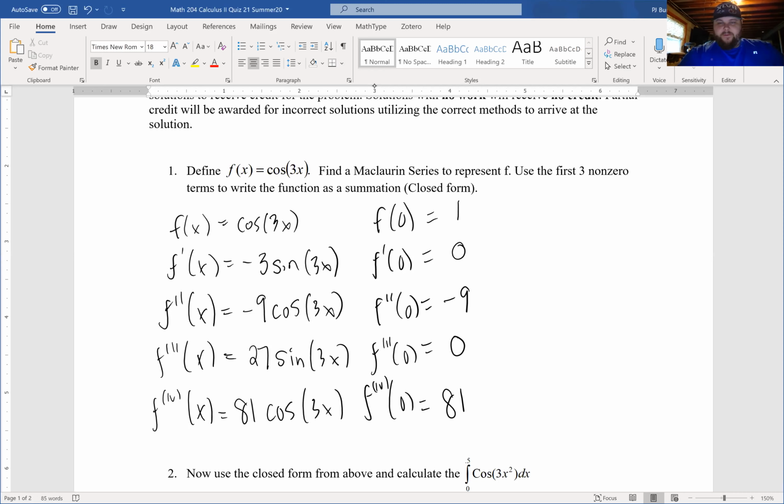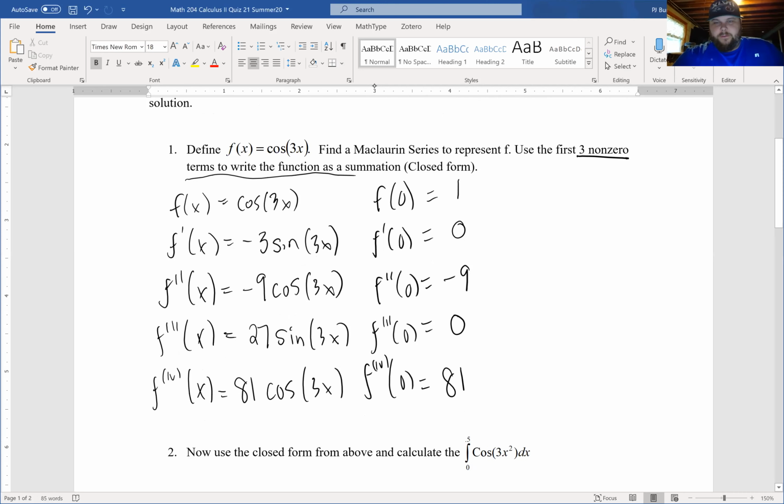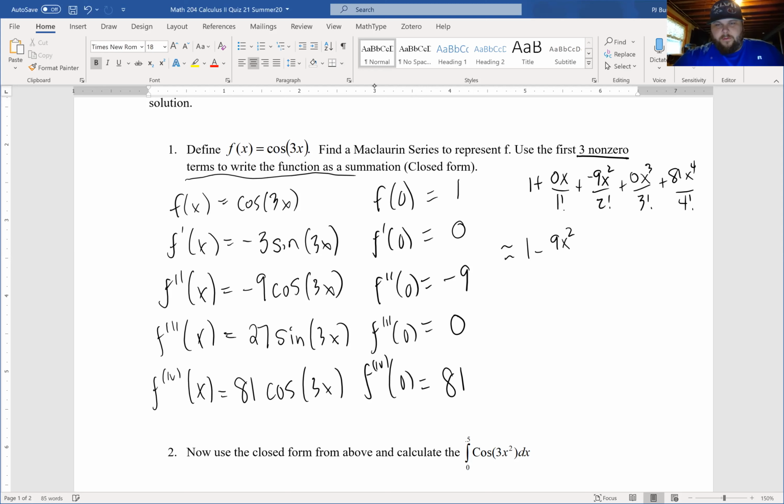Okay, then it says use the first 3 non-zero terms to write the function as a summation. So all that really means is write out your terms. So the first one plus, it would be 0x over 1 factorial. Then you'd have -9x squared over 2 factorial, and so on. So writing just the ones that survive, that's what I mean by 3 non-zero terms. Okay.